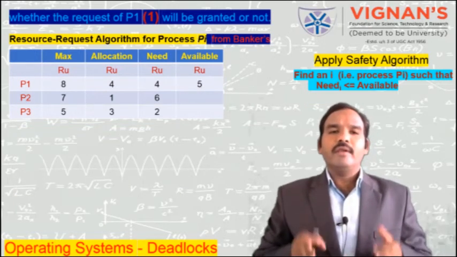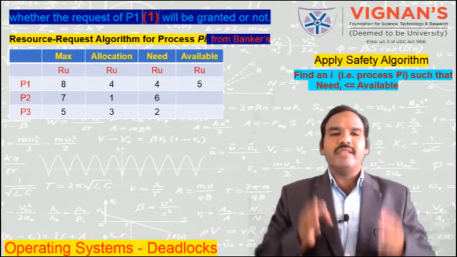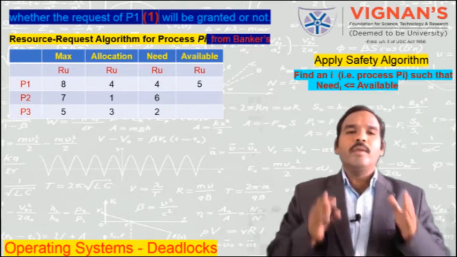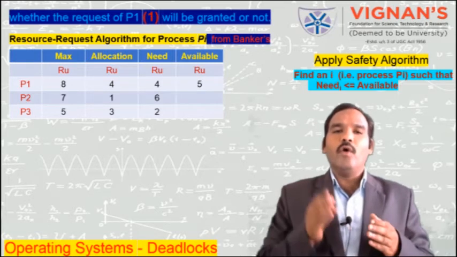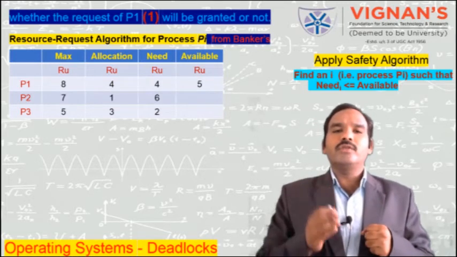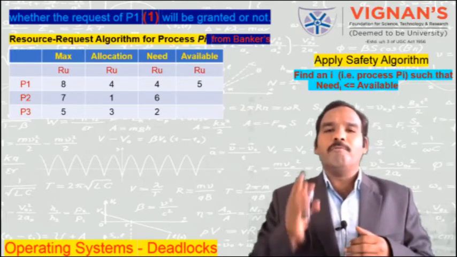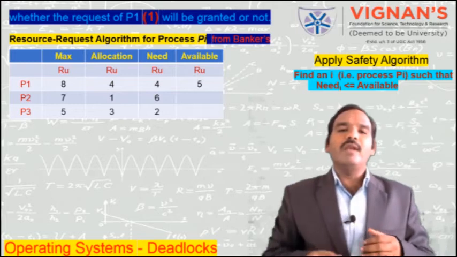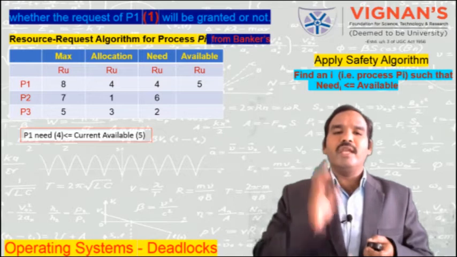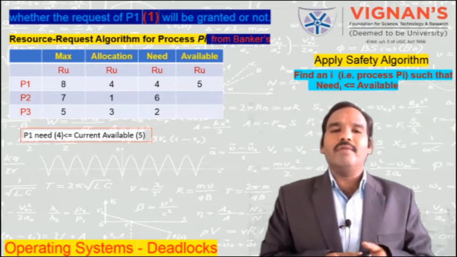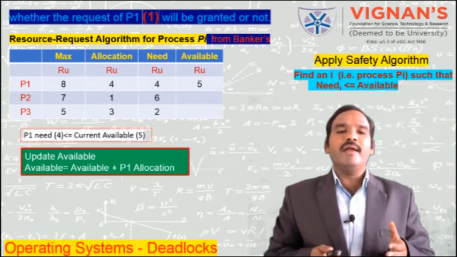P3 completed. Now what is the next process going to be completed here? The next process is definitely P1. Why? Because only P1 can satisfy the condition. What is the condition here? How many resources does P1 need? 4. 4 less than or equal to 5. What is the availability? Availability is 5. So the condition we check is P1 need 4 less than or equal to current available, 4 less than or equal to 5. This is true. Then update the availability.